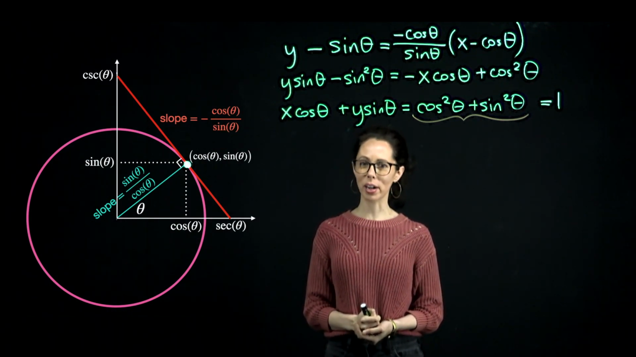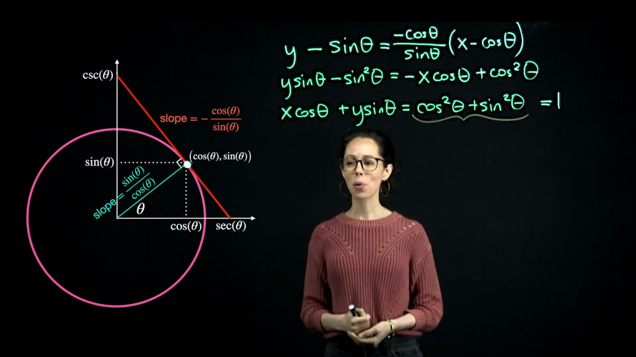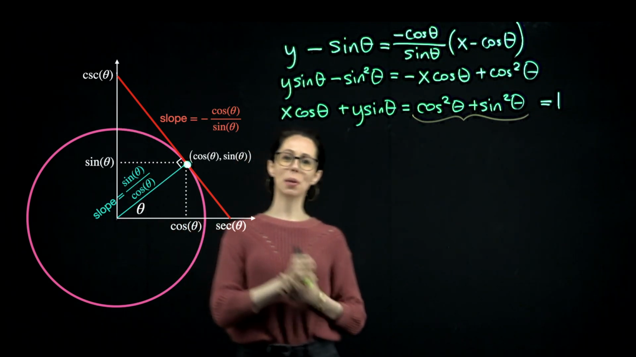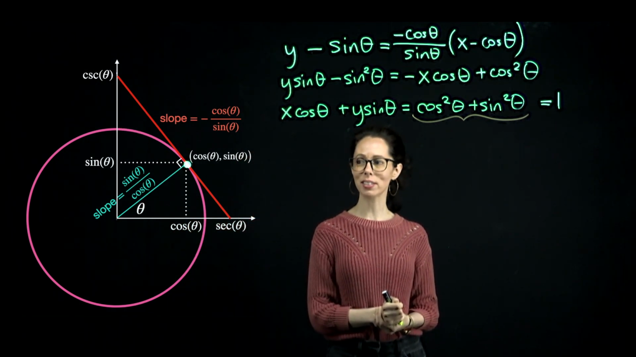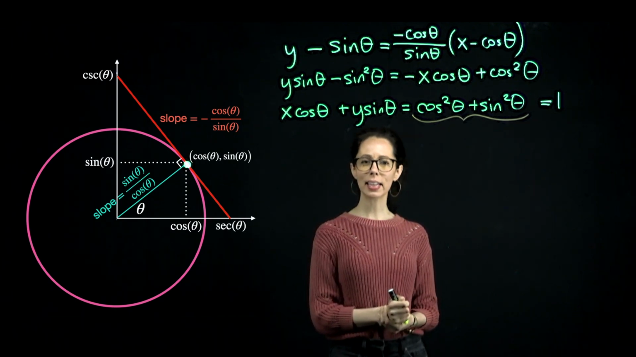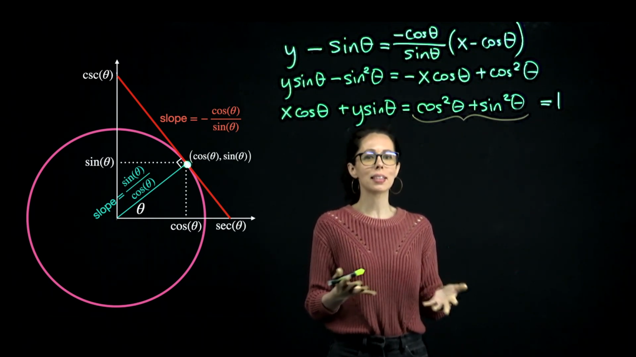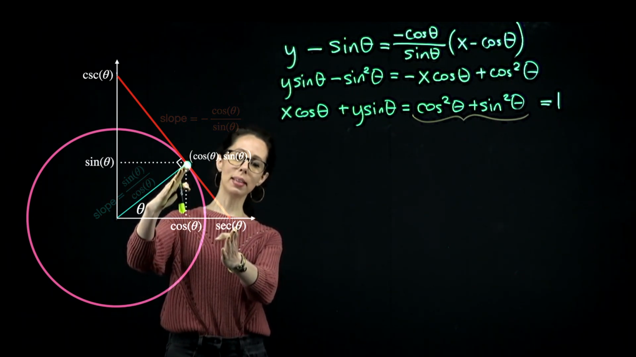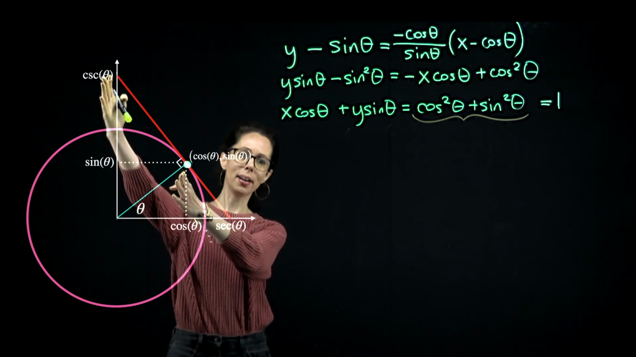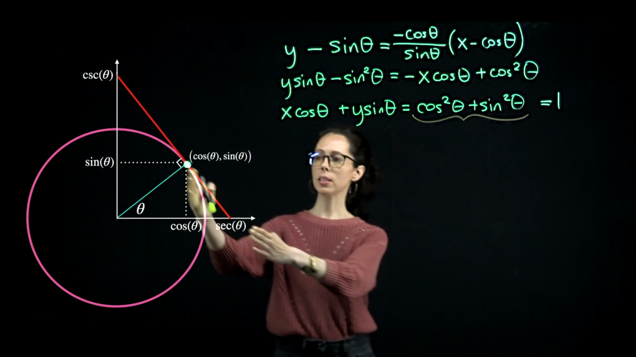We are building up our understanding of this tangent line. We know that the x and y intercepts can be described with the secant and cosecant functions. Next, I would like to take this line segment and break it into two pieces in a very natural way. So this piece here and this piece here. Let's start with this one here.